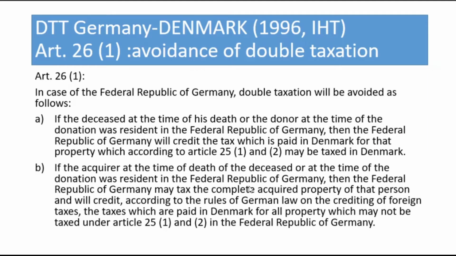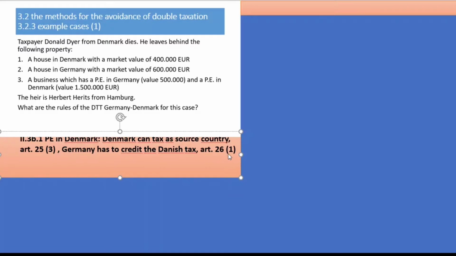So, Federal Republic of Germany, if the deceased at the time of death and so on was resident in Germany, that's not the case. But if the acquirer at the time of death of the deceased was resident in Germany, then Germany can tax everything but credits the Danish tax on everything which is not in Germany, so also on the Danish PE. So 26.1b. So that was letter B.